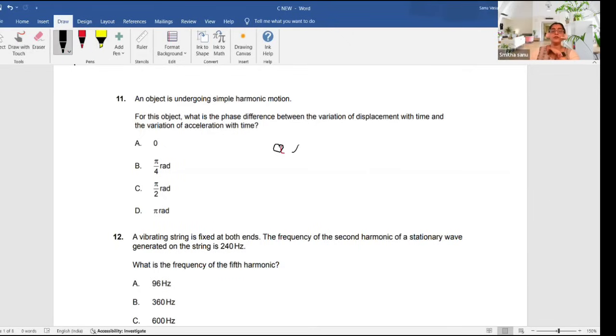That is, acceleration is proportional to displacement, but in the opposite direction, which literally means that if x is a sine function, then a should be a negative sine function, which means x is a positive sine and a is a negative sine, which is like a mirror image of each other. That means it is 180 degrees out of phase, and 180 degrees is pi radians. So the answer is D.